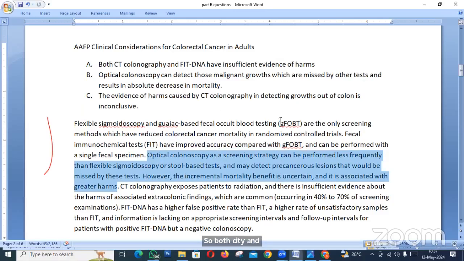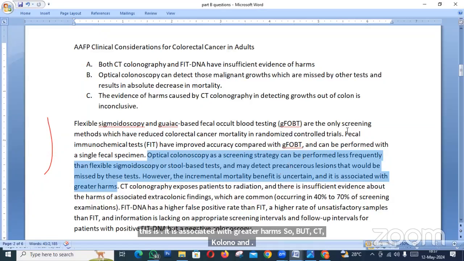Optical colonoscopy, okay, so it can be performed with a single fecal specimen. Optical colonoscopy screening test can be performed less frequently than flexible sigmoidoscopy. However, the incremental mortality benefit is uncertain, so it is not given. This means B was wrong, and is associated with greater harms. So both CT colonography and FIT DNA.